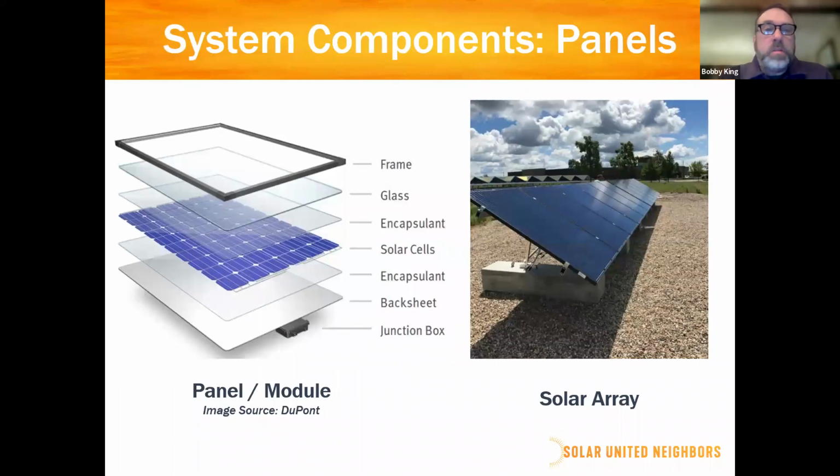You want to advance? There we go. So the first part of our solar array, of course, is the panels. You'll see on the left there are the basic components of a panel: a junction box that's used to connect the panels, a back sheet, encapsulant that's used to fuse the solar cells to the back sheet, then another sheet of encapsulant, then glass, then the frame. Panels are about the size of an American flag, something like that. And of course, when you put those panels together, you get a solar array.